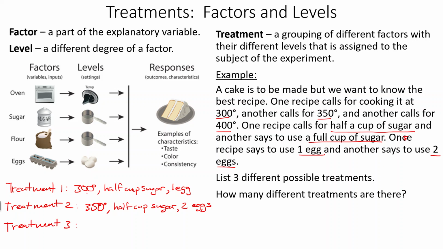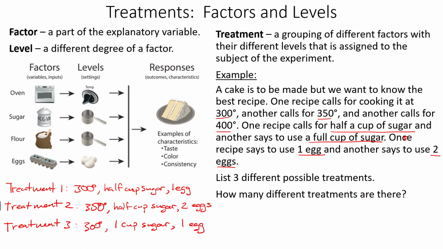Treatment 3. Let's go back to 300 degrees. This time let's use 1 cup of sugar, and let's use 1 egg. All right, so there's another treatment. So any collection of these we want to put together, we can do that.